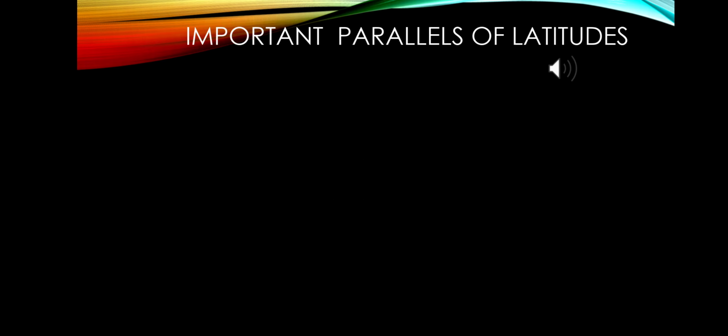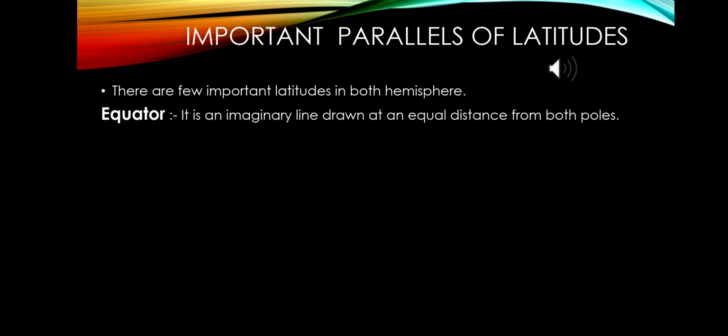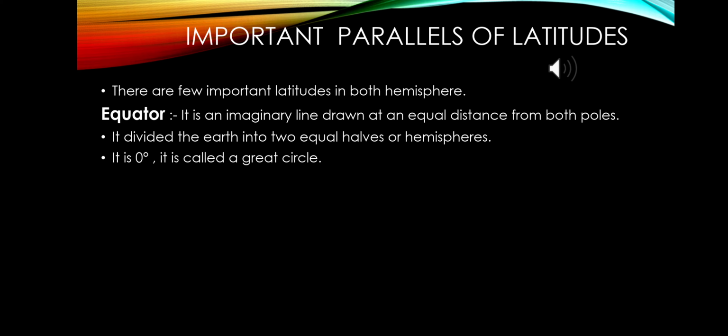Now we will discuss the important parallels of latitude. You know there are 90 degrees of latitude from the equator to the North Pole in the northern hemisphere. They are known as north latitudes, and the 90 degrees in the southern hemisphere are known as south latitudes. So first we will discuss the equator. The equator is an imaginary line drawn at an equal distance from both of the poles, and it encircles the earth midway between the North Pole and South Pole. It divides the earth into two almost equal halves or hemispheres, called the northern hemisphere and the southern hemisphere.